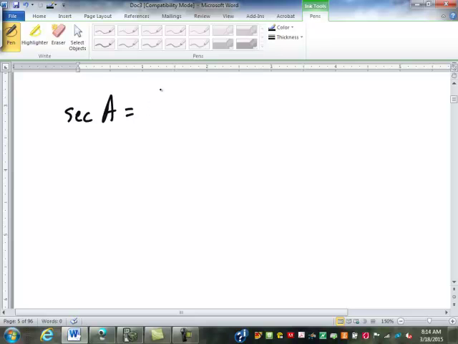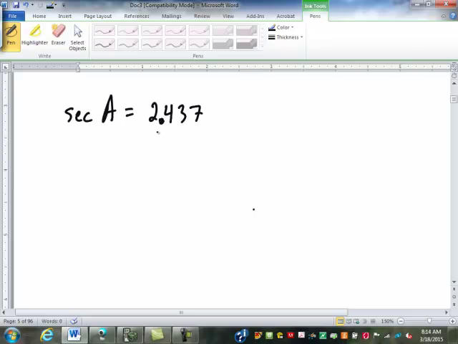Now, if cosine has to be between 1 and -1, secant, since it's 1 divided by cosine, has to always be 1 or larger. If cosine can never be bigger than 1, 1 divided by something that's smaller than 1 has to be larger than 1. So if I give you secant of A is equal to 2.437.